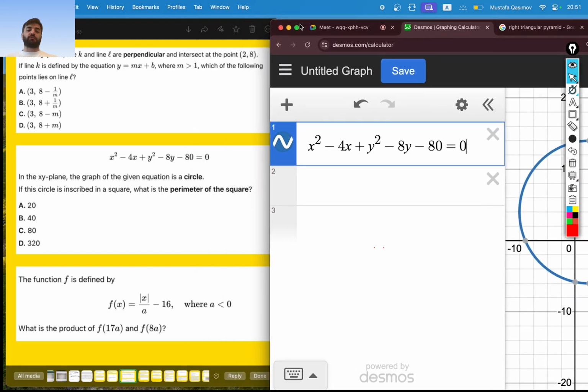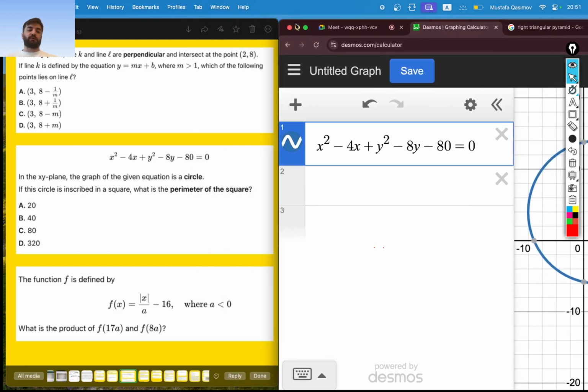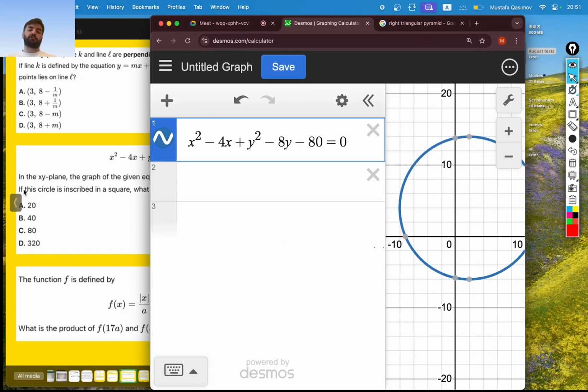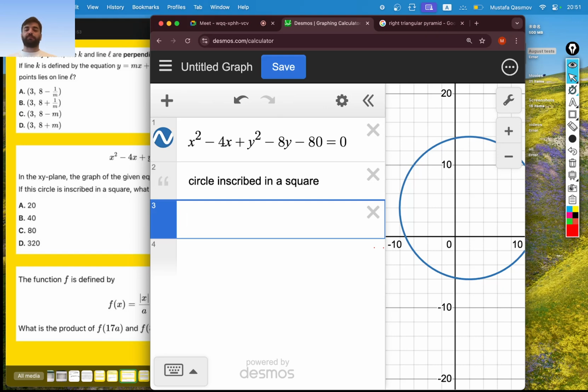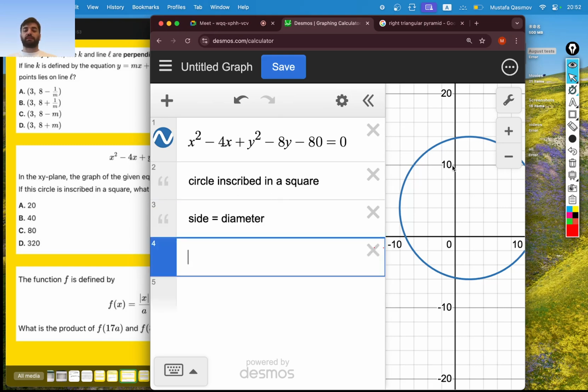And what's the perimeter of the square, when, let's say, the circle is inscribed in a square. So we have a square here like that. When you say a circle inscribed in a square, it means that its side is equal to its diameter. So its side is equal to the diameter.